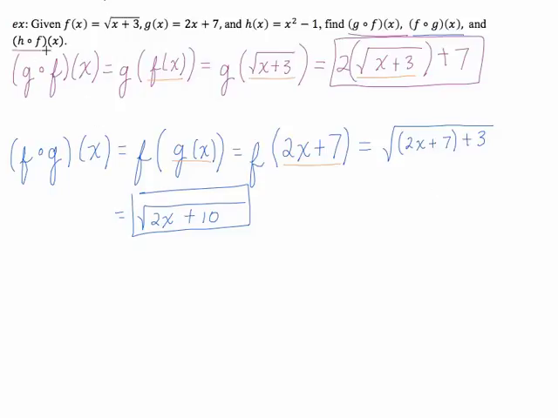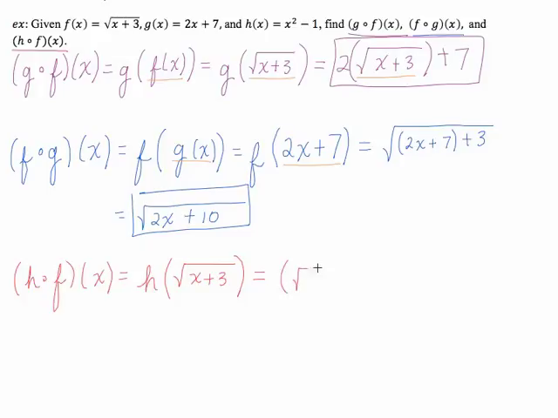And the last one, h composed of f of x. This means h of the function f of x. Instead of writing that, I'm going to skip that step and just go straight to the function. It means h of the square root of x plus 3. So now we have to go to the function h. h is x squared minus 1. So this whole radical gets plugged in for that x right there.